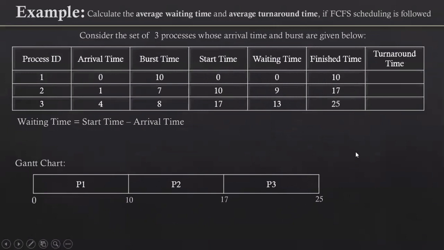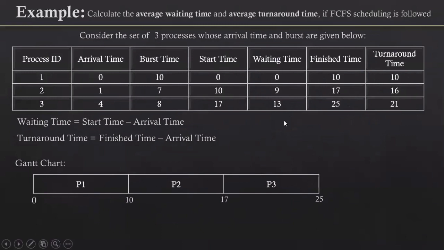Now that we have the finish time, we can get the turnaround time. The turnaround time has a formula of finish time minus arrival time. The finish time of process 1 is 10 and its arrival time is 0, so 10 minus 0 equals 10. The finish time of process 2 is 17, so 17 minus 1 equals 16. The finish time of process 3 is 25 and its arrival time is 4, so 25 minus 4 equals 21.